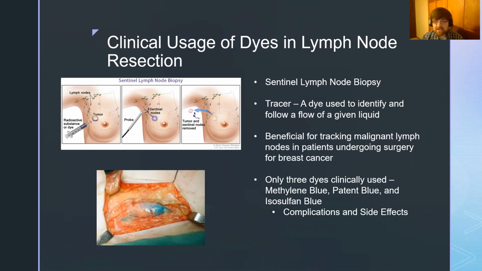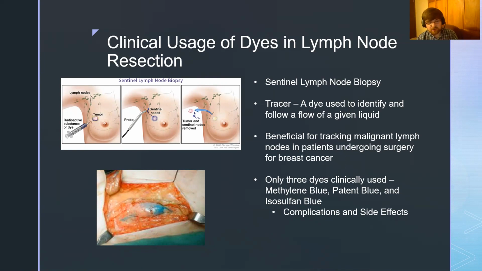So in terms of the process, a tracer dye is injected only three of which are clinically used now: methylene blue, patent blue, and isosulfan blue. And in these, there are several complications and side effects. Two of the three dyes display toxic side effects with long-going nausea following the procedure afterwards. So it becomes important to have other dye agents that can be used in this instance as well.